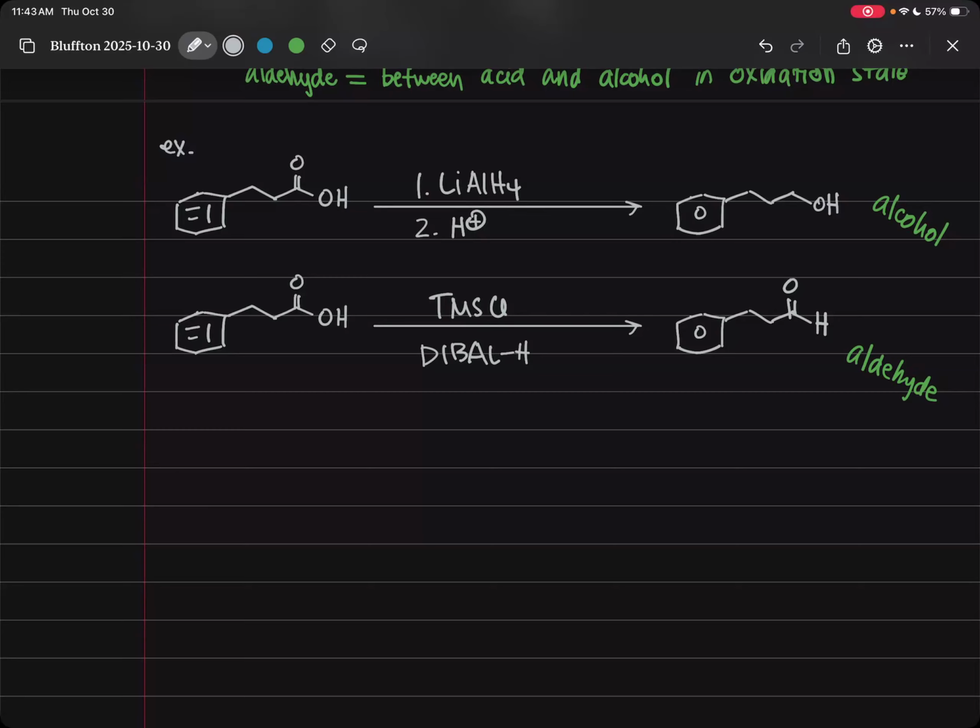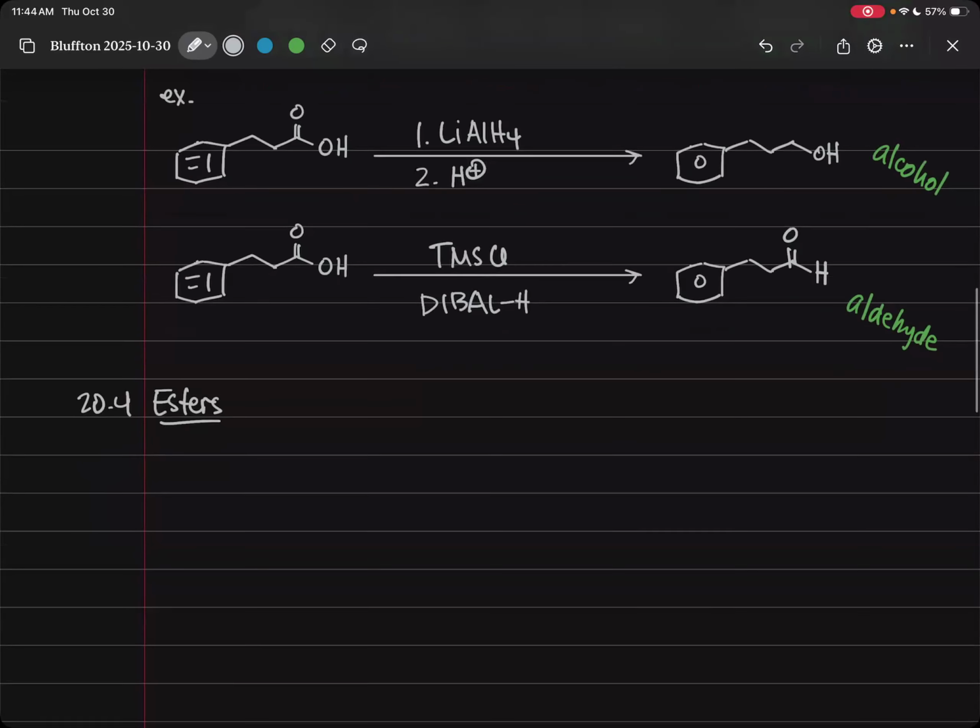Okay. So that's all I want to mention about carboxylic acids themselves. And we've got a couple more derivatives that I want to review. So, esters. Esters are really important in a lot of industries. A lot of flavorings and perfumes and stuff are esters. And the other nice thing is that they aren't super reactive molecules.